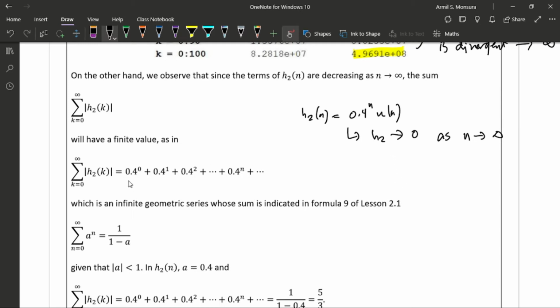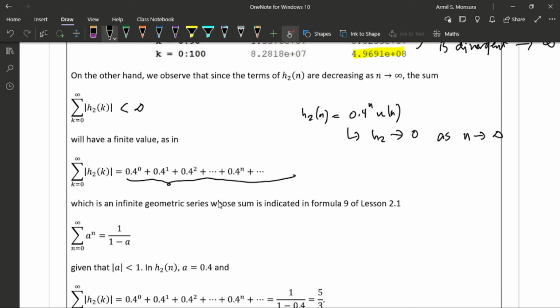So if we actually evaluate this sum, so that if we want to see the condition of absolute summability, we can find a finite value for your infinite geometric series.